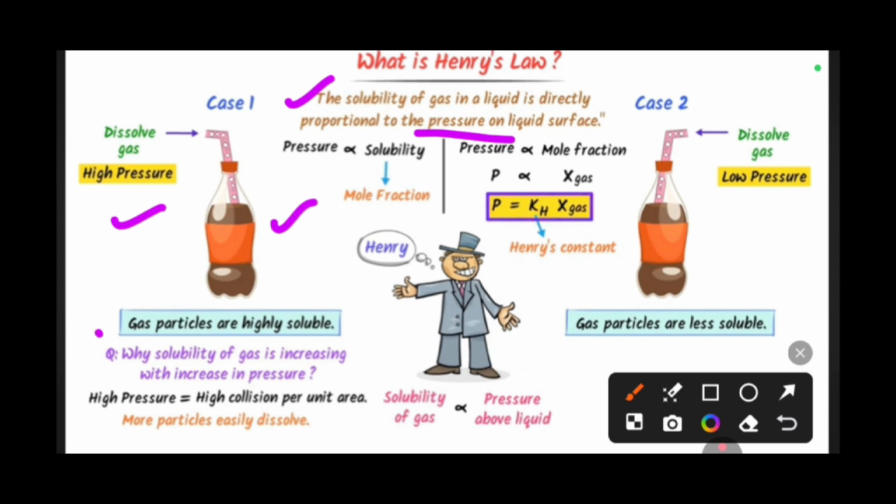So one question arises here: why does the solubility of a gas increase with an increase in pressure? Because with an increase in pressure, the collisions per unit area increase. That's why the solubility increases.